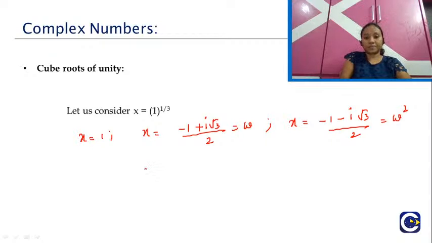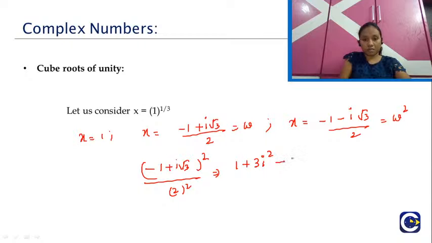So minus 1 plus i root 3 whole square by 2 whole square. So it's a complete square, right? So it will be a square plus b square, in the sense it will be 3i square and minus 2i root 3 by 4 here.